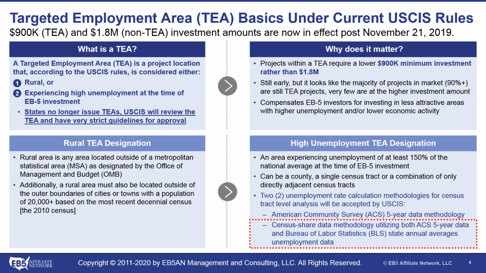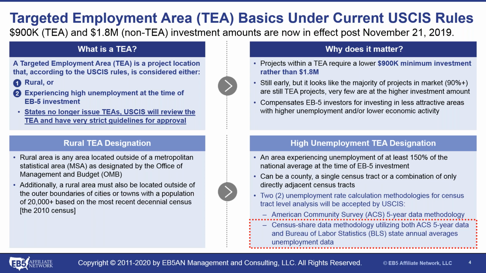Exactly. And so if we look at the bottom right corner of this slide, there's two different data sets, two different methodologies that are used to calculate the unemployment rate at the census tract level that USCIS has specifically said are acceptable. There's the American Community Survey, or ACS, 5-year data, and there's the census share data methodology, which utilizes both ACS and the Bureau of Labor Statistics, or BLS, annual averages unemployment. So the two ways, ACS just standalone, that one file individually, or ACS combined with the BLS data. So you only need your site to qualify using one of those two methods.